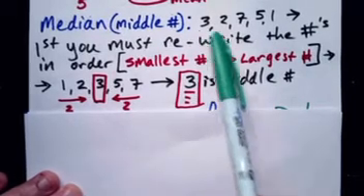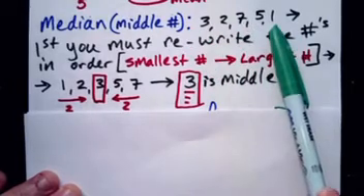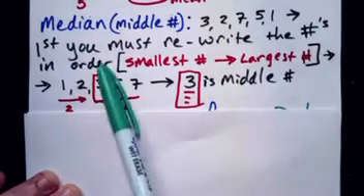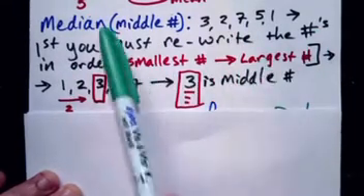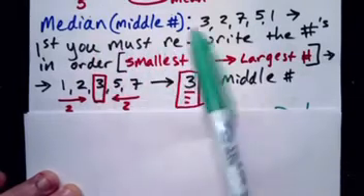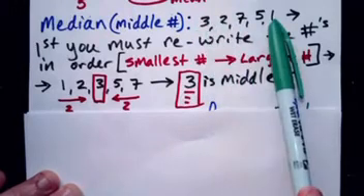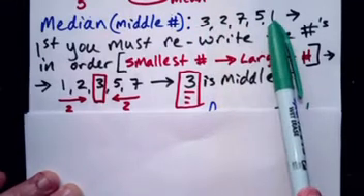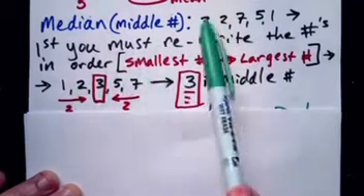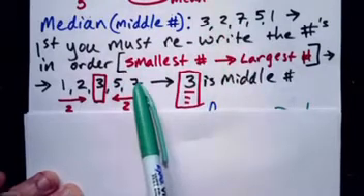So we're going to use the same numbers as we did to find the mean. Okay, first what you need to do is rewrite these numbers in order from smallest to largest. So for the median, it is required. You have to take these numbers and rewrite them from the smallest number to the largest number. So I'll do that now. 1 is the smallest number. Next is 2. Then it's 3. Then 5. Then 7. Okay?